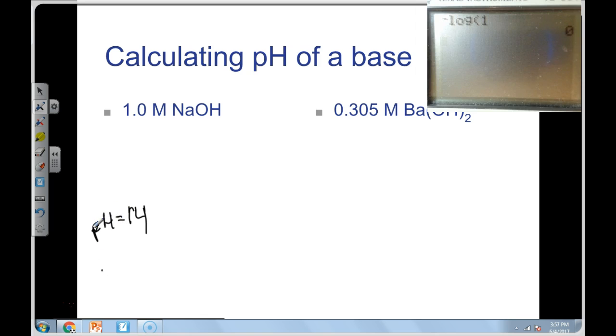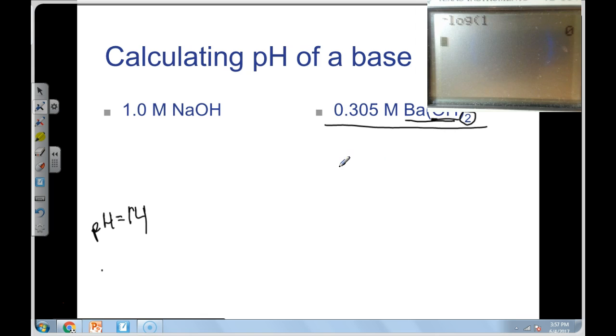pH equals 14. Okay, now this one is kind of interesting because now what we have to realize is that for every 1 barium hydroxide, there are 2 hydroxide ions. So we have to do some calculating here before we can actually do anything to find the pH. We have to find the pH of just the hydroxide ion.